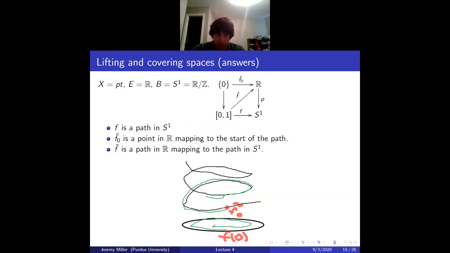So unique path lifting says that given a lift of the start of the path, we get a unique lift of the rest of the path. This path goes around like that, so you're forced to go around like that.